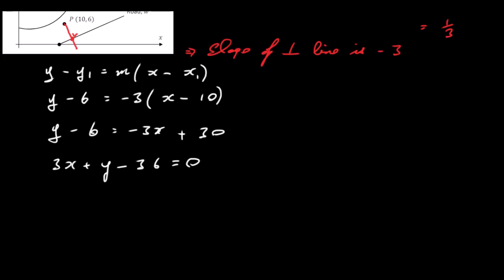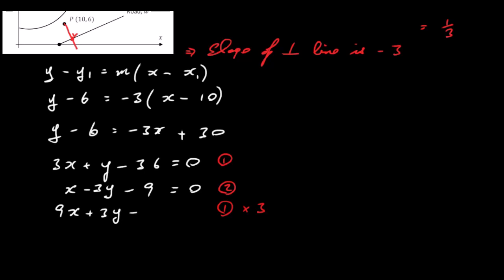So I'll call that equation 1, and I'll call line W equation 2. Remember, W had equation x minus 3y minus 9 equal to 0. So this is equation 2, let's call it. Okay, so what I'm going to do is take equation 1 and multiply it by 3. If I do that, I'll get 9x plus 3y minus 108 is equal to 0. Just going to add equations 1 and 2 now.